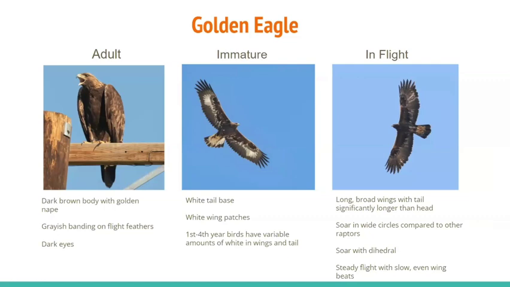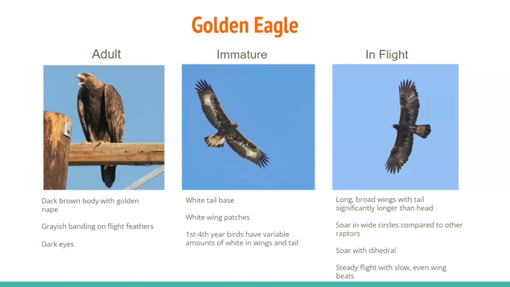So for the immature golden eagle, it's kind of a similar scenario to our bald eagles, where the immature birds don't lose their immature plumage until they're about 4 or 5 years old. So for immature golden eagles, we typically see a white tail base and then these very distinct white wing patches. And again, 1st to 4th year birds have very variable amounts of white in their wing and tail until about 4 or 5 years old, where they completely lose that white.